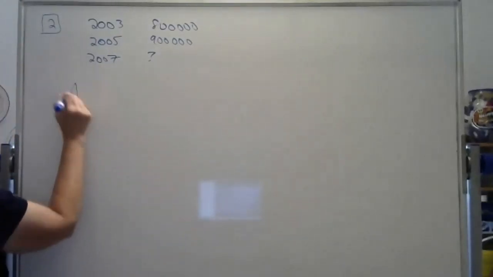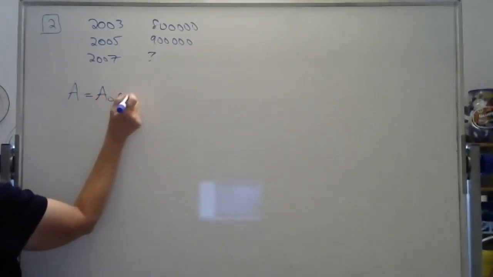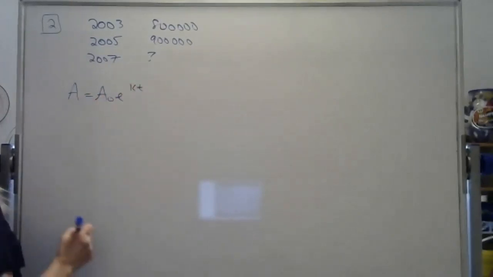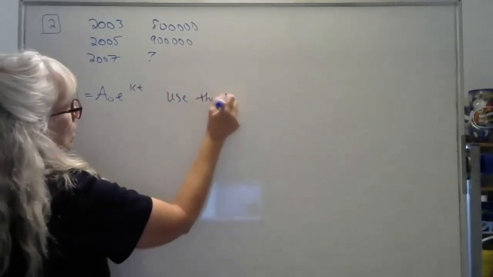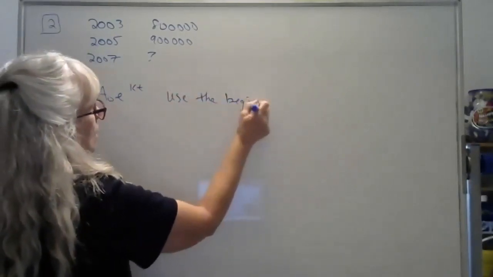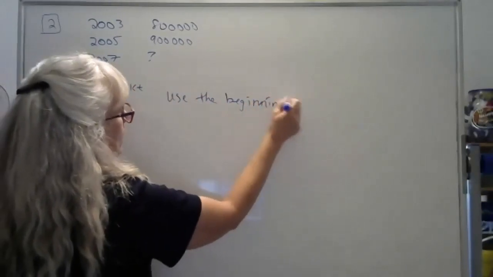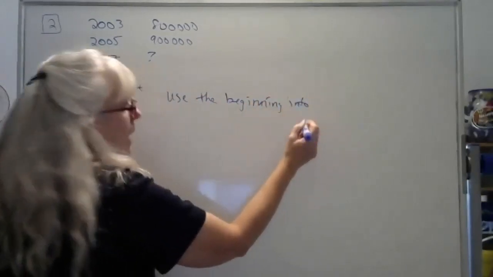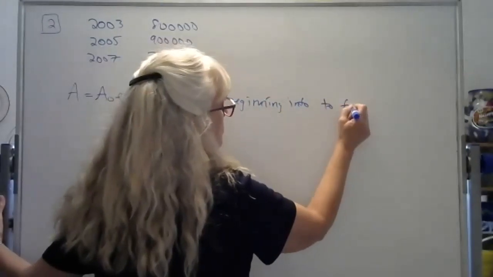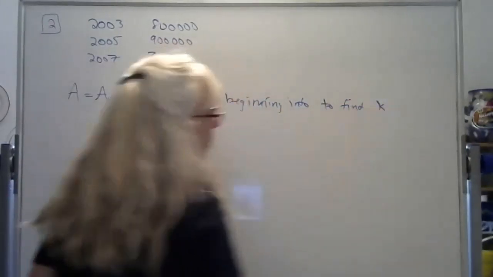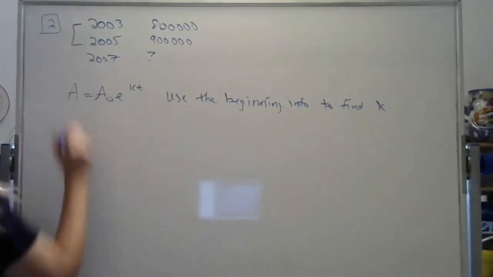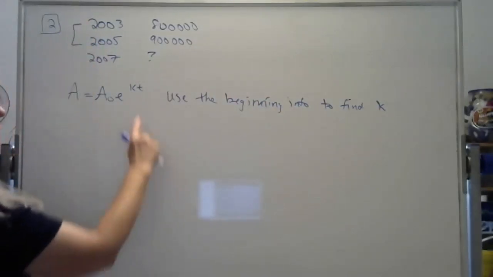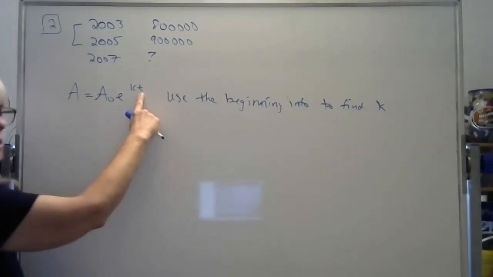So we're going to say A equals A naught e to the kt. So we're going to use the beginning info to find k. So that's my very first step. I have to find the growth rate. I need to know how fast this population is growing. So I'm going to use those first 2 pieces of information. I don't care about the time other than the fact that the time between those 2 years is a 2.